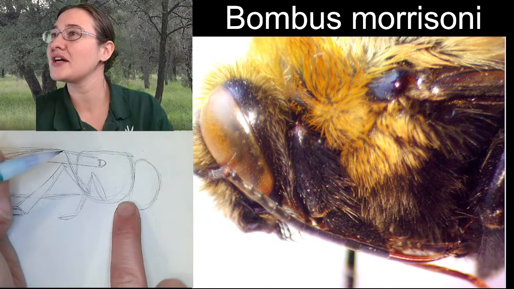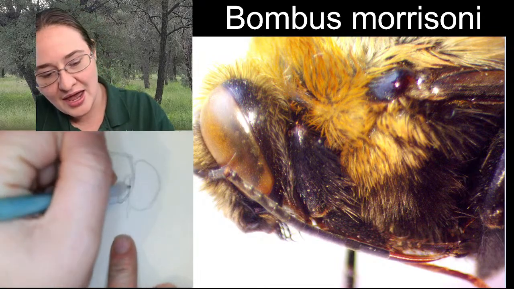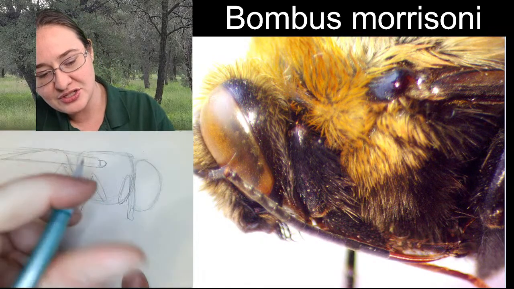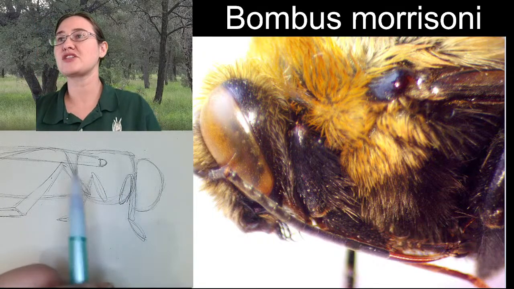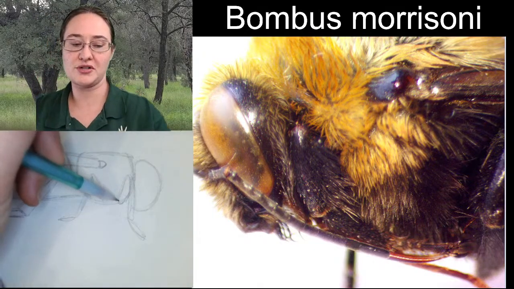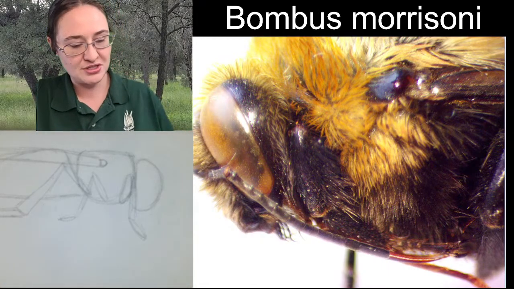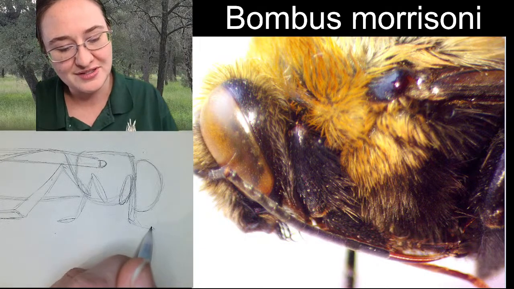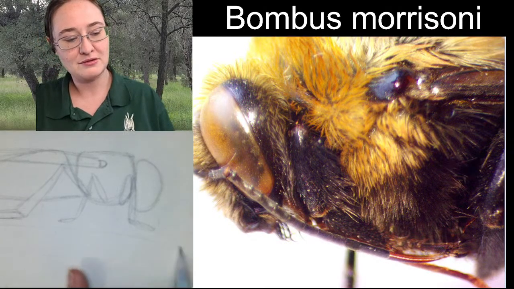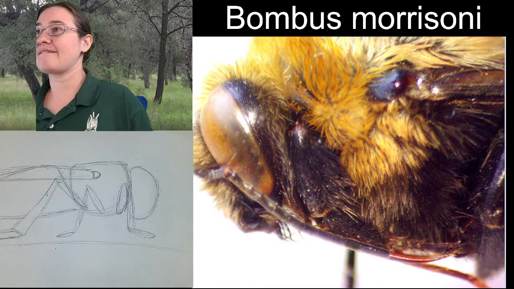Alright, so our front leg is going to be way up here. And keep in mind the front leg generally does go forward. So you've got the femur, the tibia, and then the tarsal segments. And I'm just going to make sure that all of my tarsi are kind of on the same plane. That works for me.